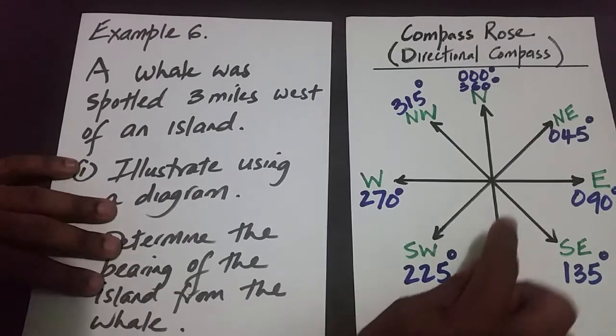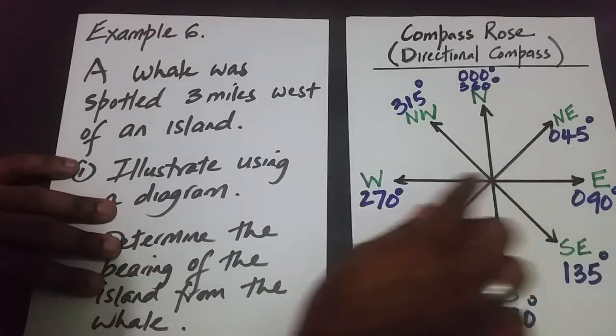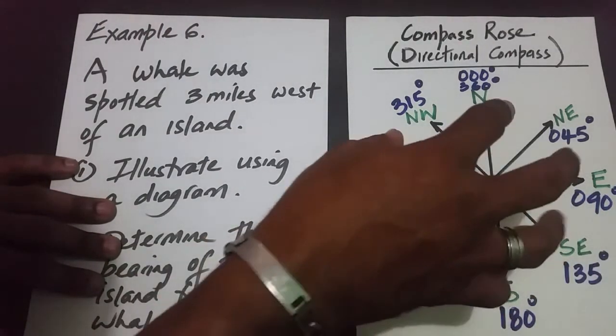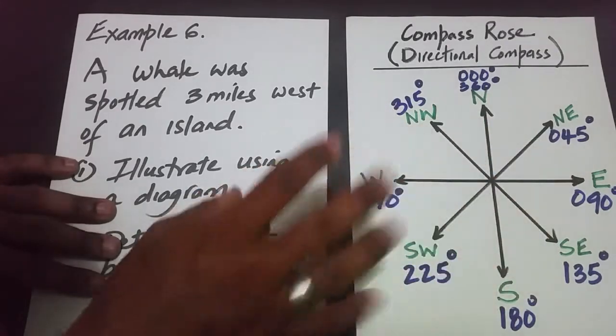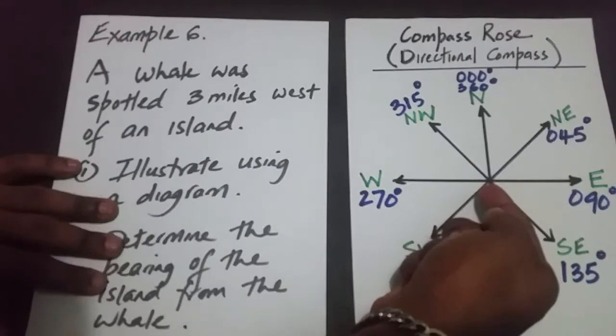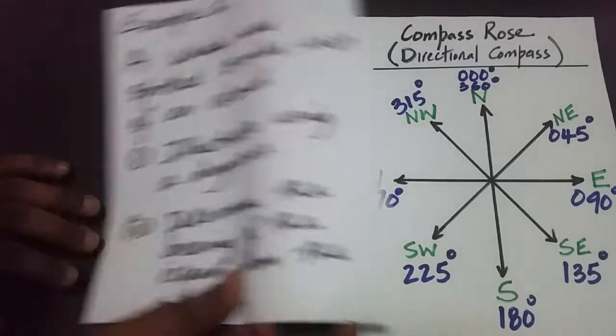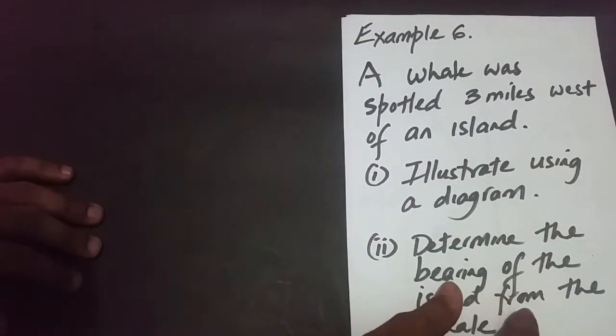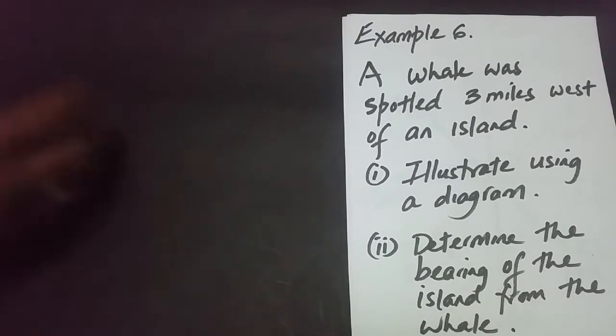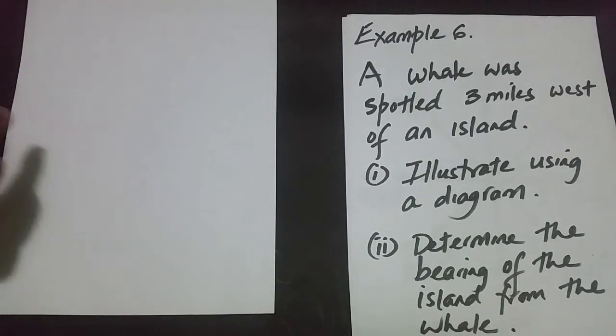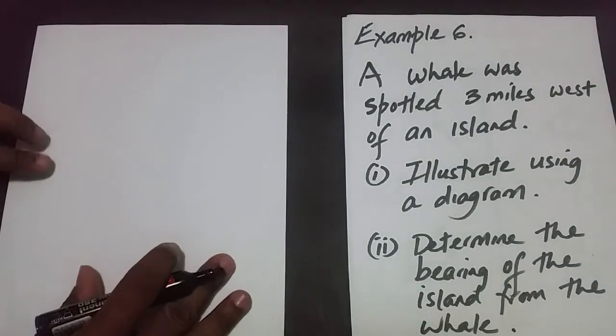Now very often students mix up east and west for some reason. So all the more reason to be looking at the compass rose so you don't make that error. So west is that direction. So it says a whale was spotted 3 miles west of an island, illustrated using a diagram. So let's get straight into this question now. So let's go to the solution.